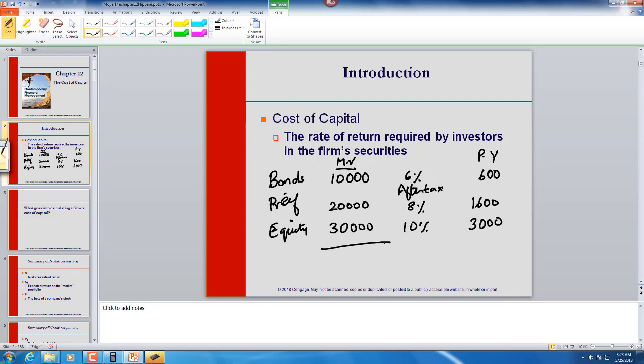So totally, to keep the $60,000 that the investors have provided, the company is paying $5,200. Is that right? $5,200. And remember, the only thing they took after tax is debt. Debt is the only thing they take after tax. Now, going back to this, the cost of capital for this firm would be $5,200 divided by $60,000.